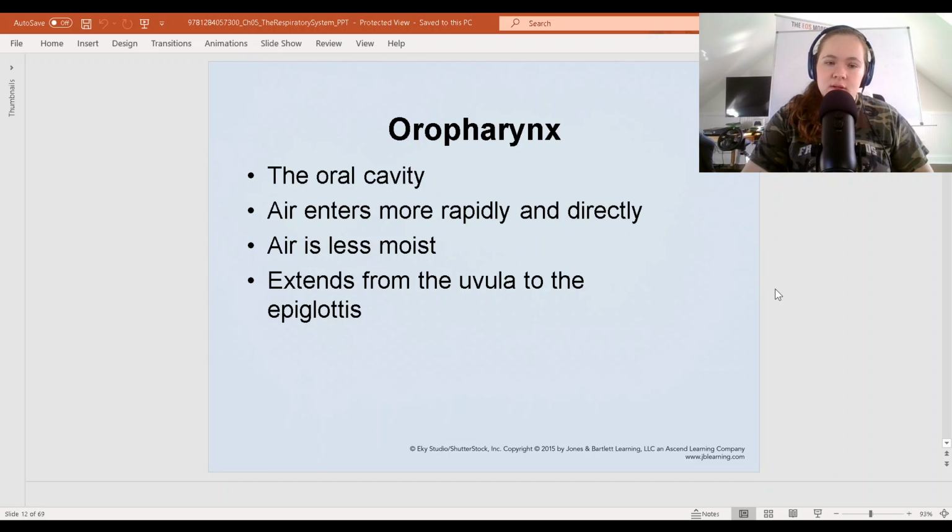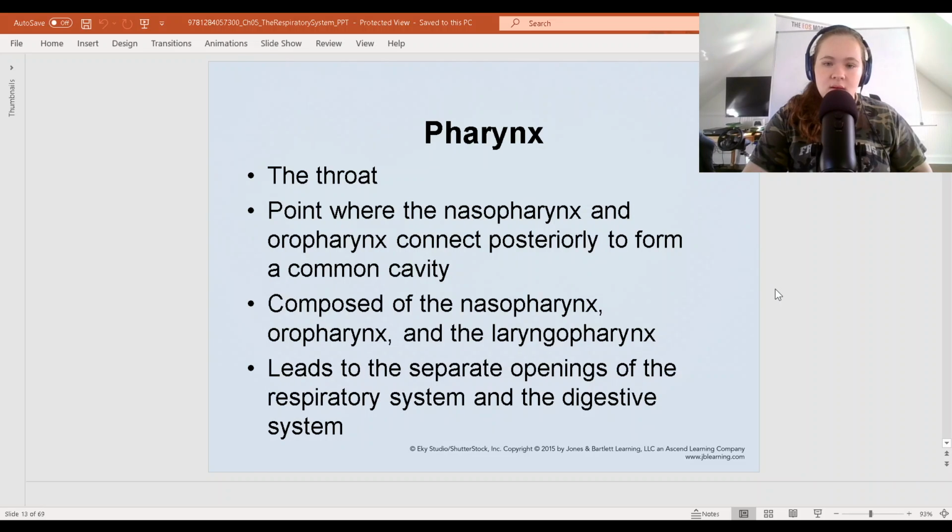Moving on to the oropharynx, the oral cavity allows air to enter more rapidly and directly. Air is less moist, and it extends from the uvula to the epiglottis. The pharynx is the throat, and it is a point where the nasopharynx and the oropharynx connect posteriorly to form a common cavity, composed of the nasopharynx, oropharynx, and the laryngopharynx. This leads to separate openings of the respiratory system and the digestive system.